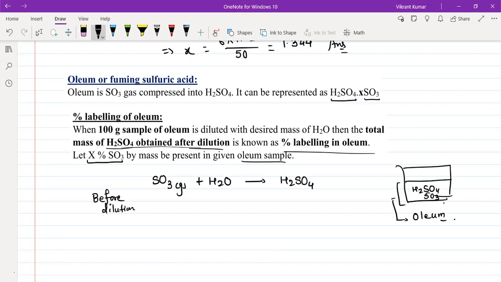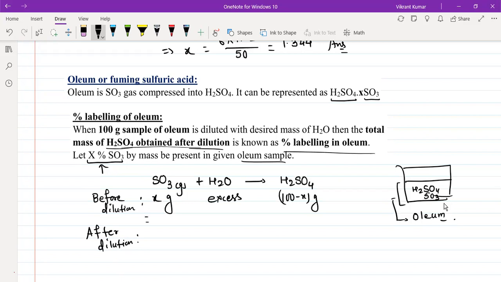So that means before dilution, if I am having a total of 100 gram of sample, X gram will be SO3, so the remaining 100 minus X gram will be H2SO4. We are not doing anything yet. If I say the percentage by mass of SO3 in that given sample of oleum was X percent, it means 100 gram will have X gram SO3 and the remaining 100 minus X gram will be H2SO4. Now I am adding water. Is it okay? So excess water I am adding so that after dilution, all the SO3 will get converted into H2SO4.